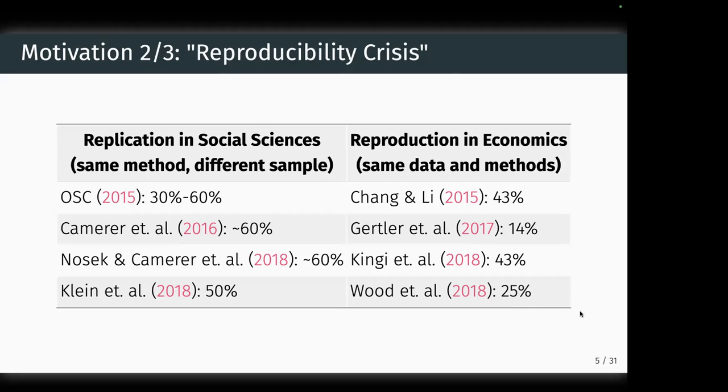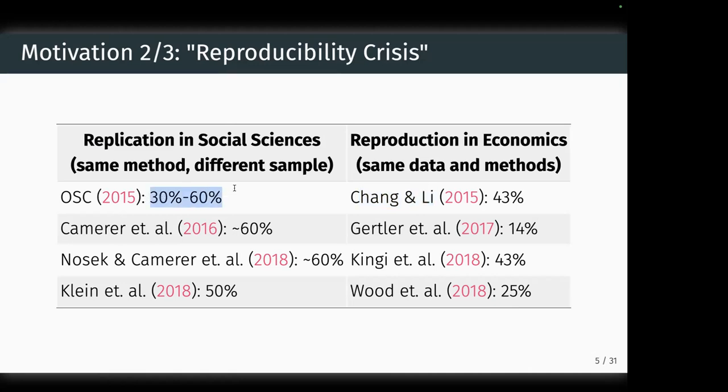Second motivation, it's this so-called reproducibility crisis, in the sense that people in different social sciences have tried to either replicate on the left, meaning using the same method over a different but comparable sample, trying to obtain the same results, or they have tried to reproduce, meaning that they have tried to, using the same data and the same methods, ideally the same code, seeing how much of the original results we can recover.